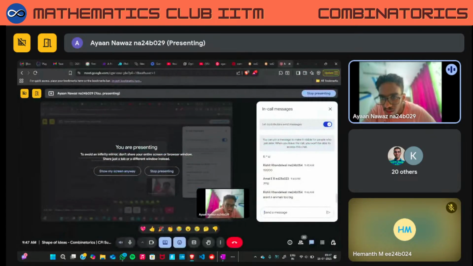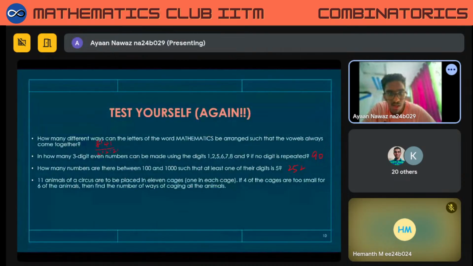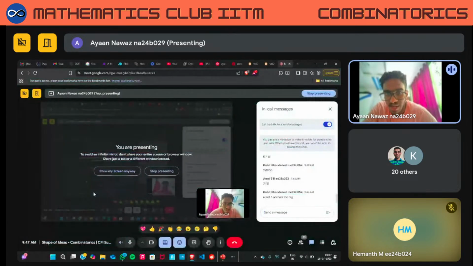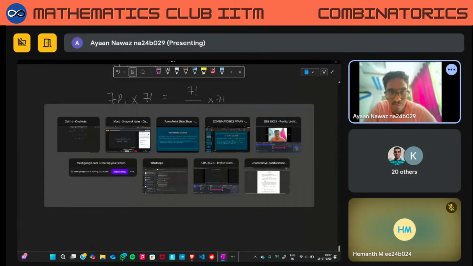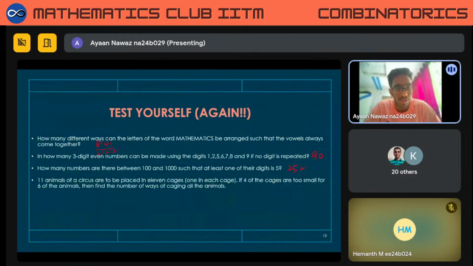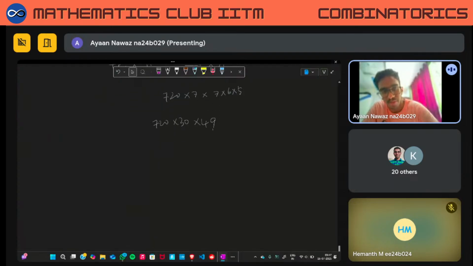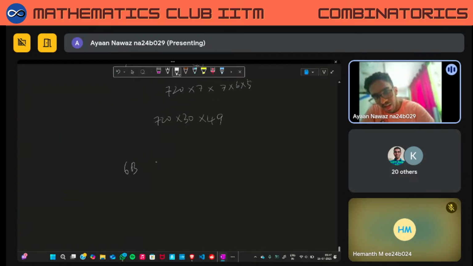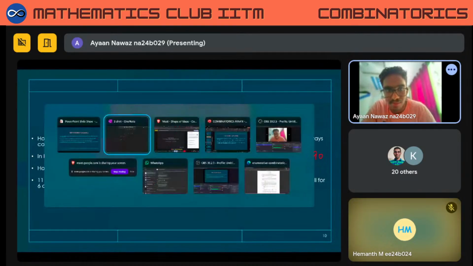Let's see what you guys have given. 6 animals are too big. Yes, my bad. Right. Very good. Thanks for noticing. So 4 cages are too small for 6 of the animals. So there are 6 big animals and there are 5 small animals, 4 small cages, and 7 big cages. Right. Thank you. Nice one, Rashid.